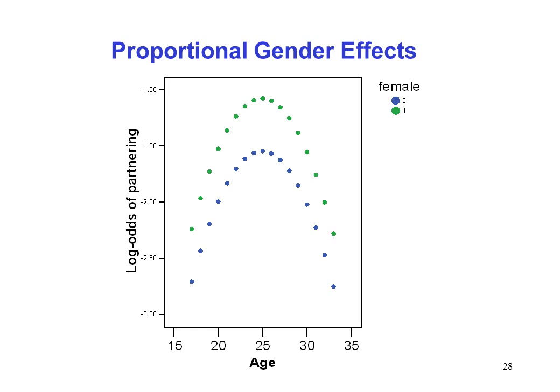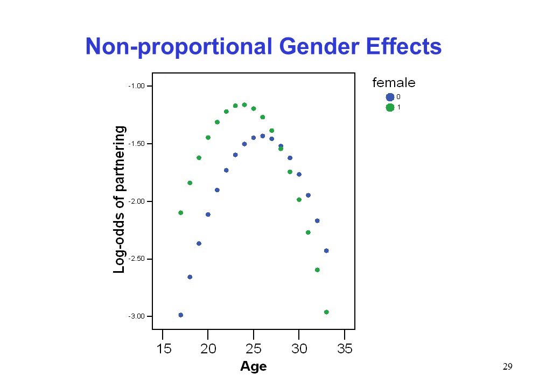So what we've got here is a plot of the log odds of partnering from this discrete time model. And if you look at any given age, look at the gap between men and women. Right? So you've got women on the top there in green, and then men in blue. At any age, compare them, and you can see that you've got exactly the same gap at every age between men and women.